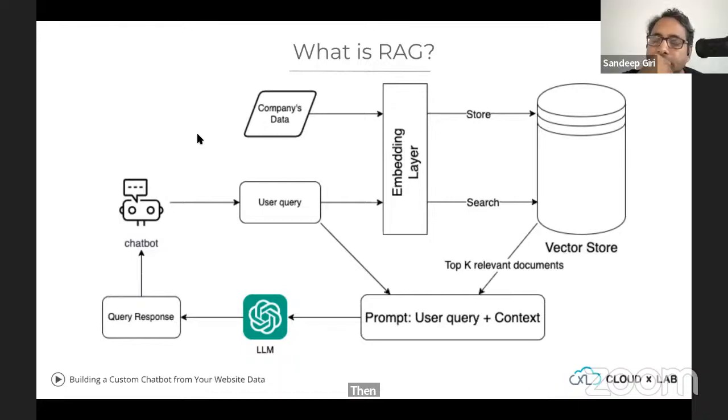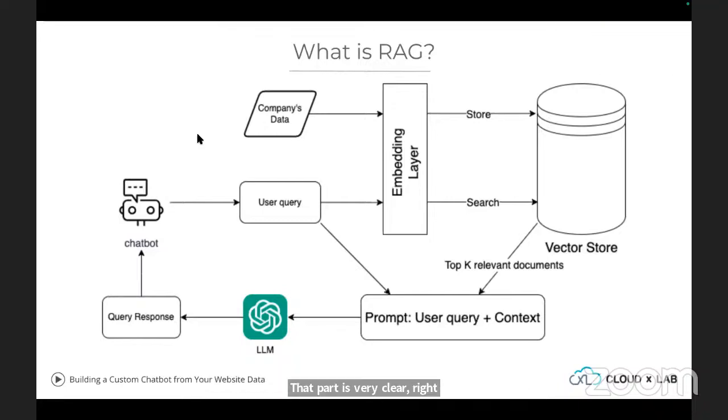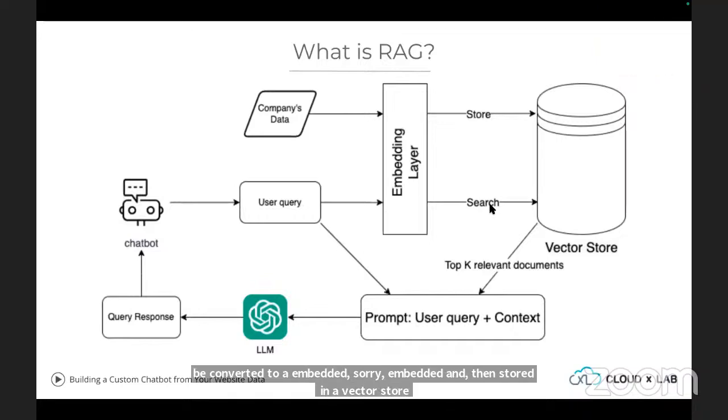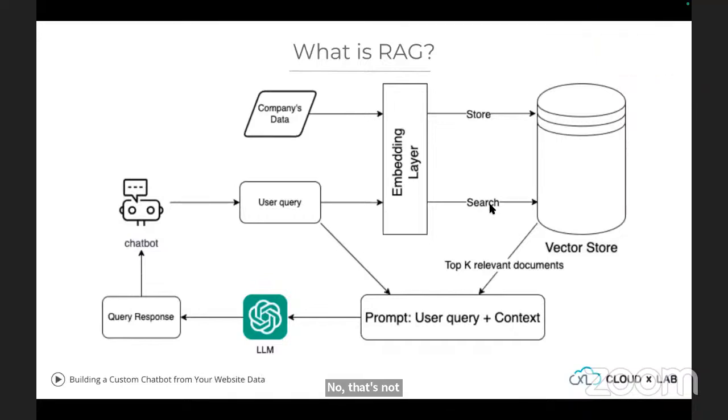Right. So you are saying the user query should also be converted to an embedding and then stored in a vector store? No, that's not being stored. It's just searched. Okay. But my point is, why should we again do that embedding? I'm talking about the one arrow before that arrow. This one.